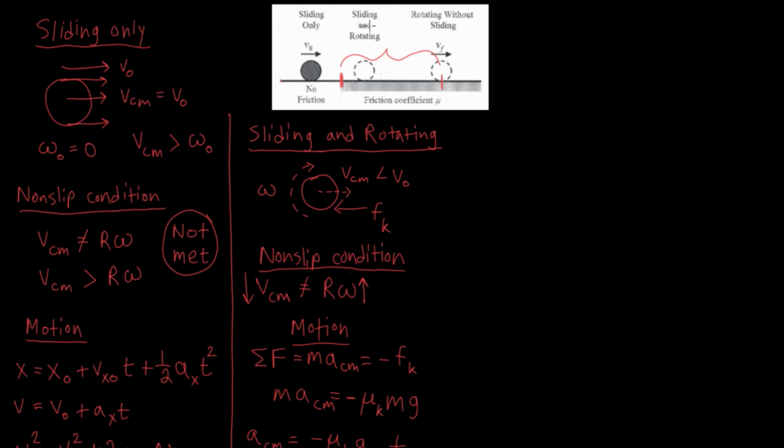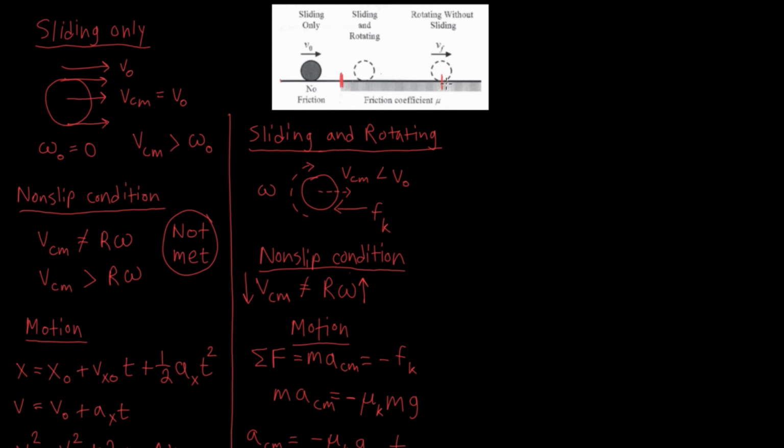Or it just indicates the period of time in which the object is sliding and rotating. And that difference in time is due to the force of kinetic friction acting on the object as it starts out at the start of the rough surface, and as it goes from the rough surface to the point at which it starts to rotate without sliding.